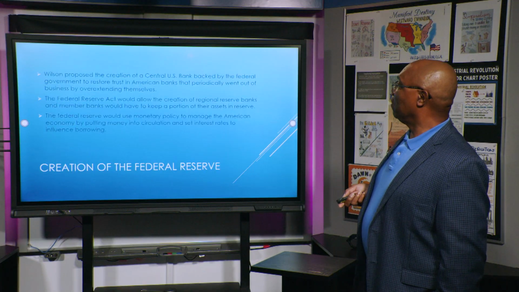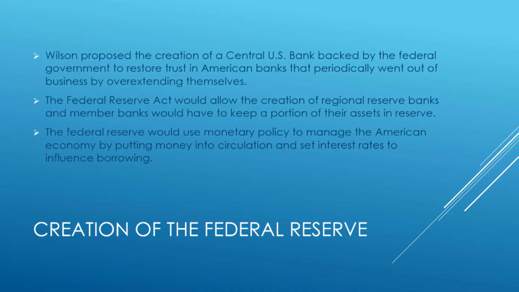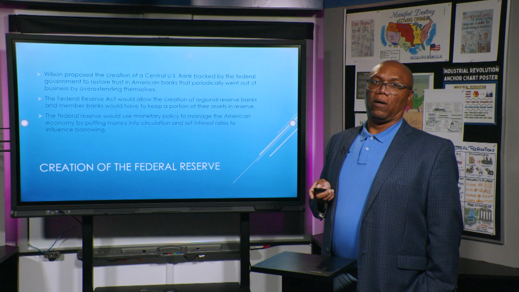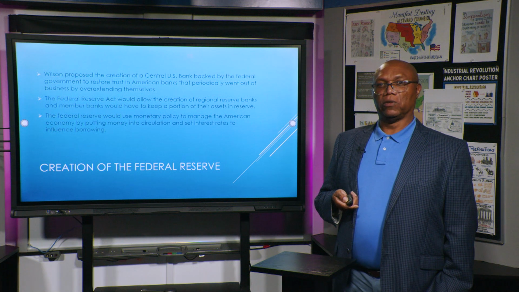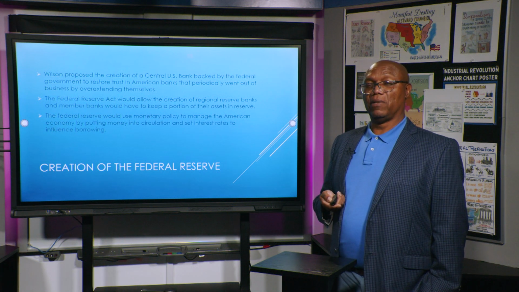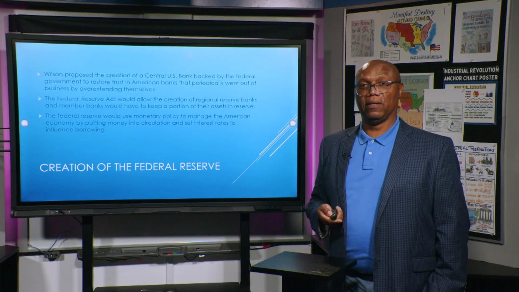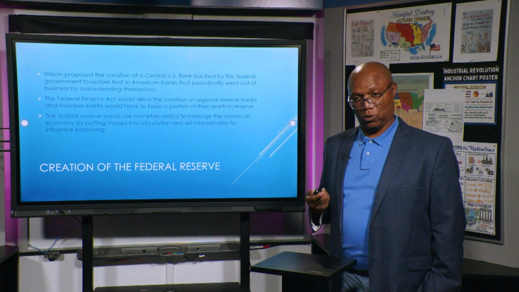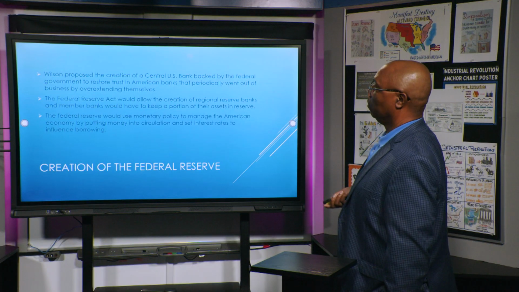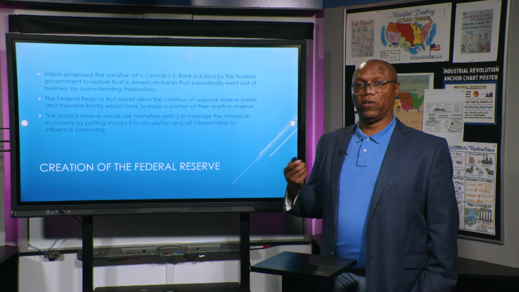Wilson proposed the creation of the central U.S. bank backed by the federal government to restore trust in American banks. If you remember, we talked about in some prior units how one of the wealthiest men in the country was Andrew Carnegie, and at one point the government had to borrow money from Carnegie to bail itself out of a financial situation. Well, one of the things that Wilson planned to do was to create something called the Federal Reserve.